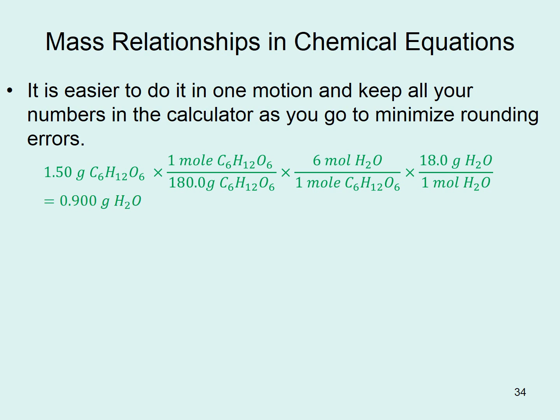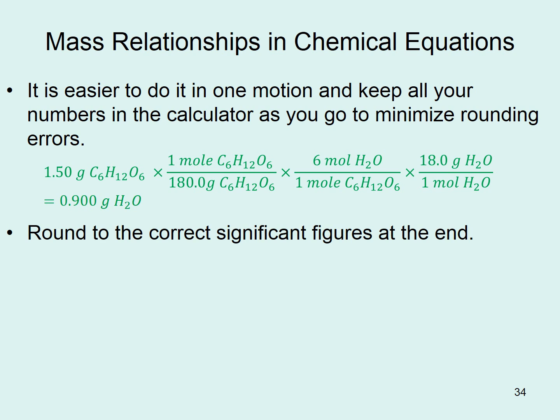So here in this case, I might just say 1.50 times 1 times 6 times 18.0 divided by 180.0 divided by 1 divided by 1 gives me 0.9. So just do it all, and don't round too much is the main message of this. But then at the end, you can round to the correct number of significant figures. So use more digits until the end and then round. In this case, because we started with 3 significant figures, our answer should also have 3 significant figures. So that's why it's 0.900.